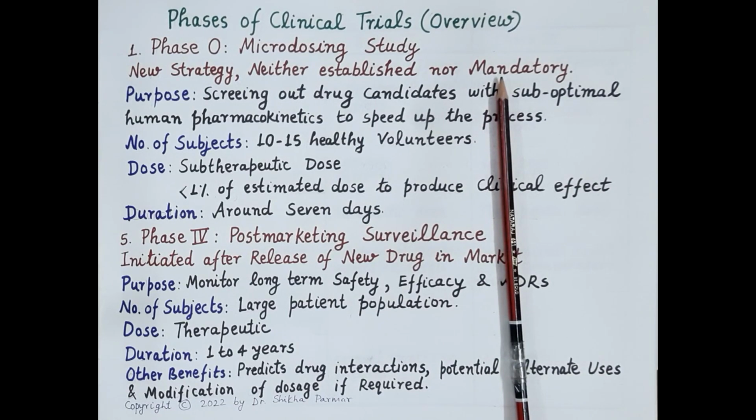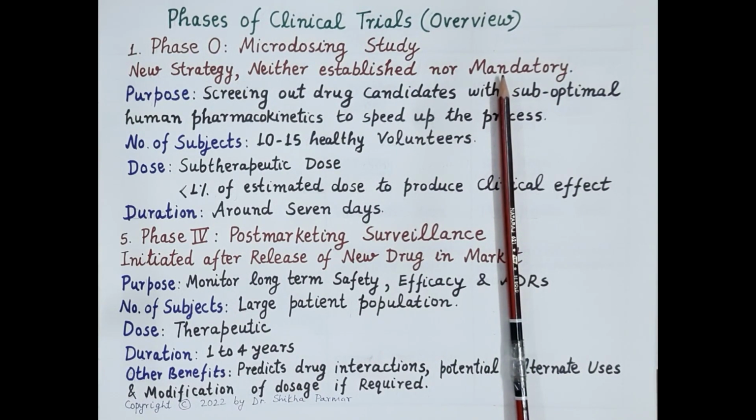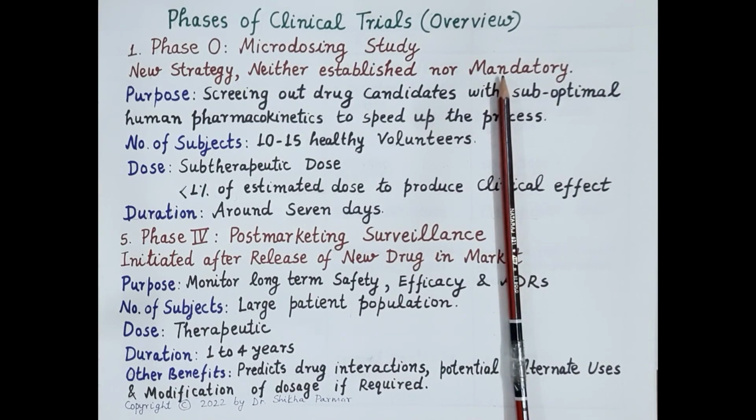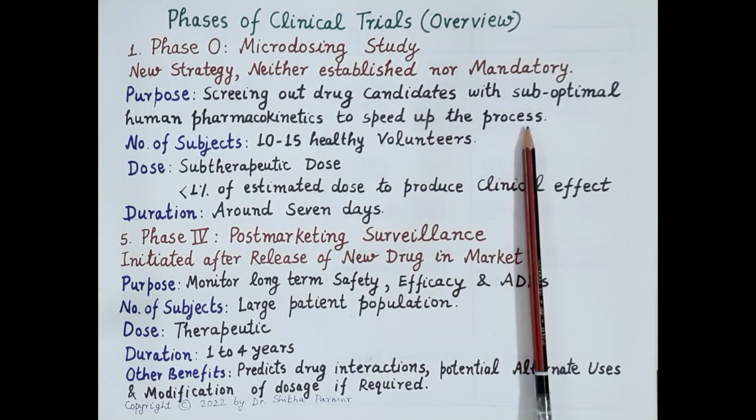Now, it has been found that many drug candidates fail and are rejected late during the clinical trials. That means they are rejected during the phase 1, phase 2 or phase 3 clinical trials due to suboptimal human pharmacokinetics. So, phase 0 studies ensure that the drugs with suboptimal pharmacokinetics are rejected before conducting phase 1, phase 2 and phase 3 studies. Now, this saves the time and it also reduces the cost of the study and thus speeds up the process of new drug discovery.